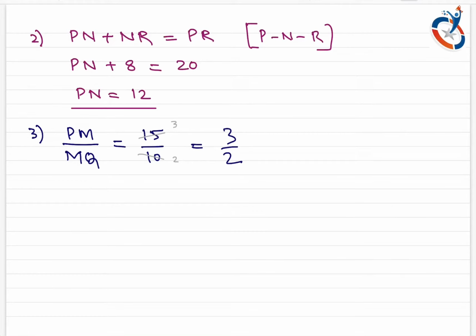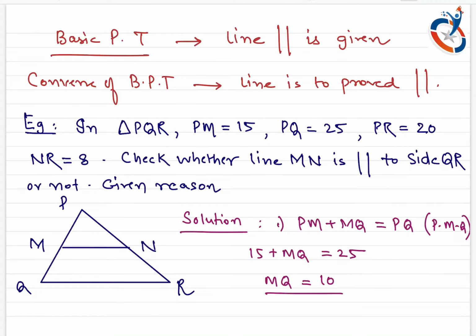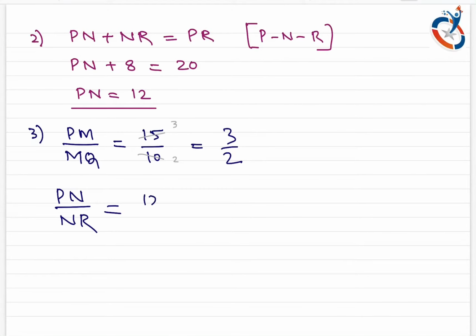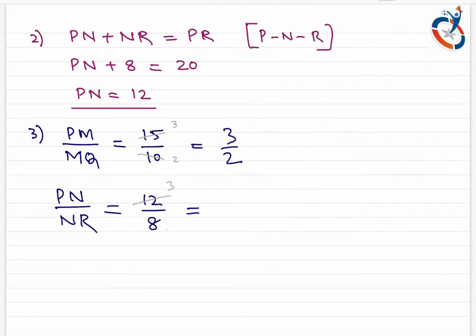Now we find the other ratio, PN upon NR. PN we got 12, NR was given in the question as 8. This gets cancelled by 4. So you can cancel by 4: 3 fours are 12 and 2 fours are 8. So even this answer comes out to 3 upon 2. This also is 3 by 2, right?